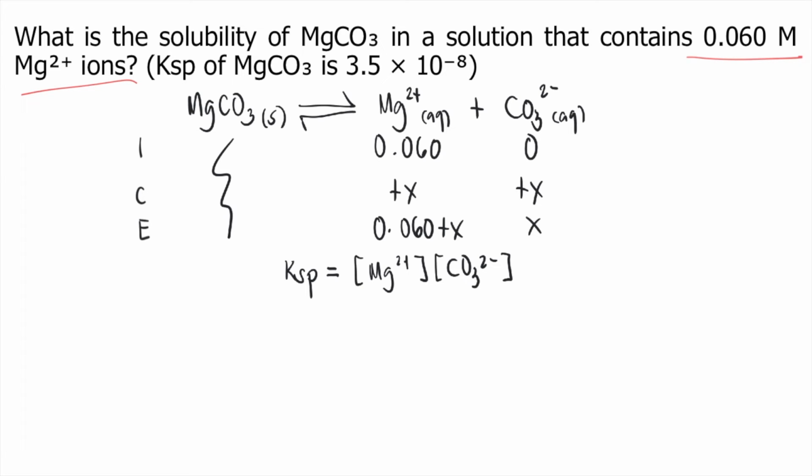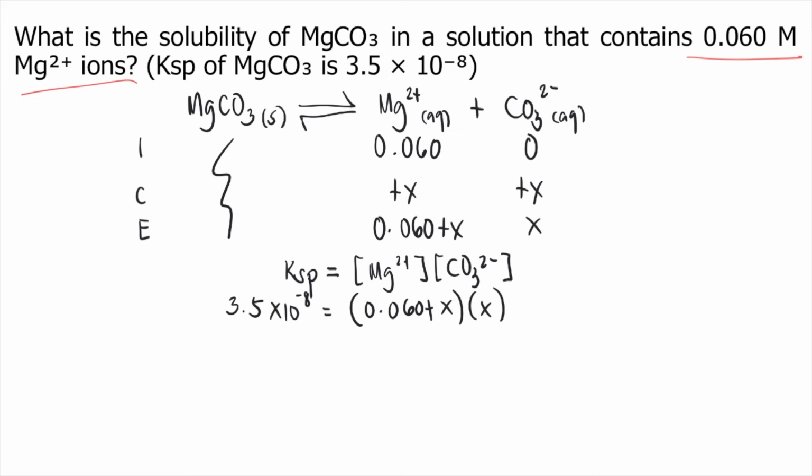Now it's time to substitute the values. The Ksp given is 3.5 times 10 to the negative 8. That's equal to Mg²⁺, which is 0.060 plus X, times CO₃²⁻, which is X.